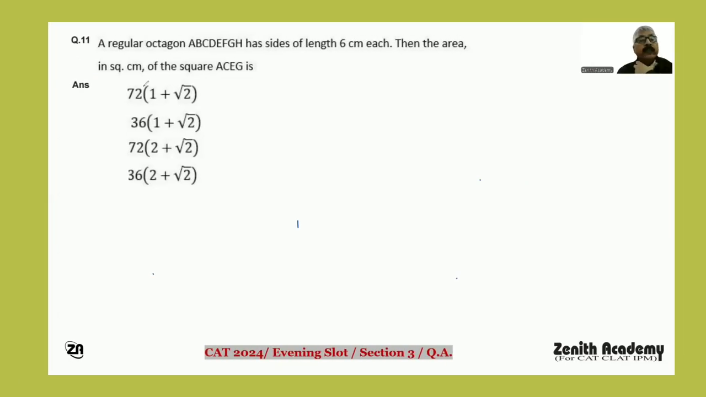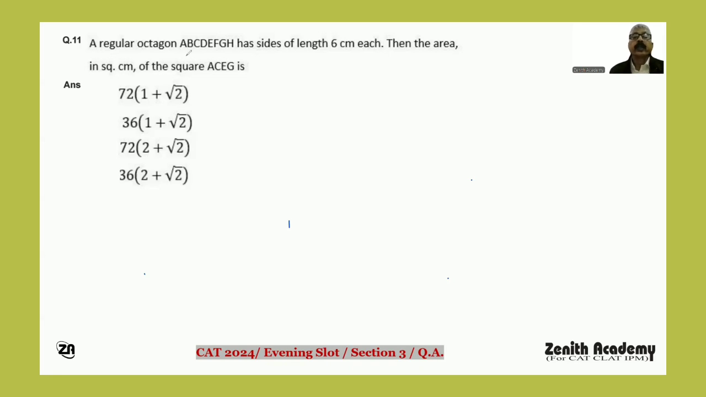Now see question number 11. A regular octagon ABCDEFGH has sides of length 6 centimeter each. Then the area in square centimeter of the square ACEG. Means here we have to find the area of square ACEG.